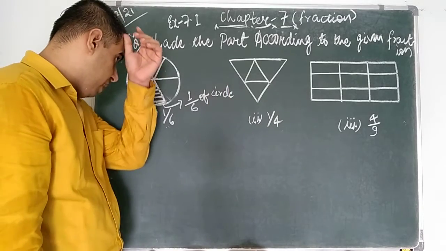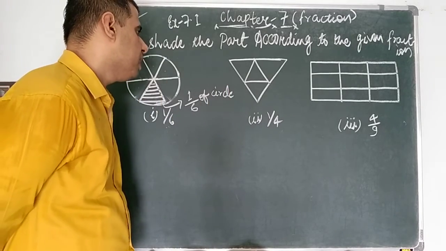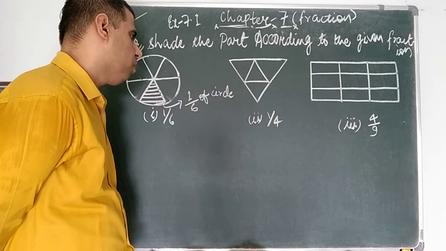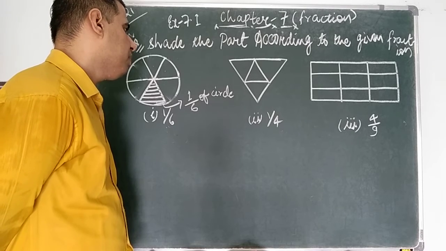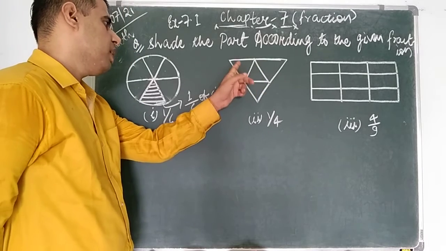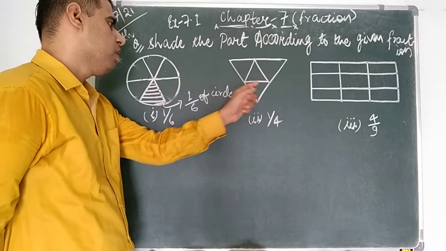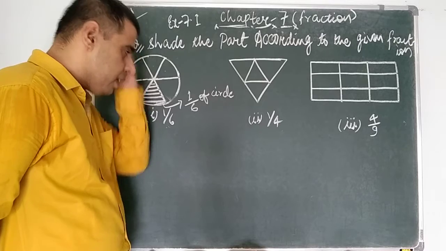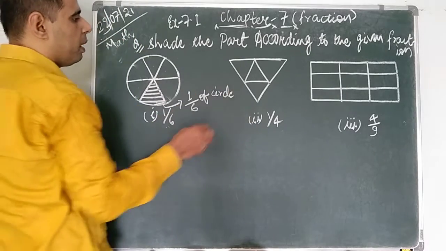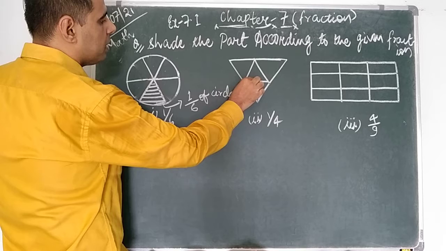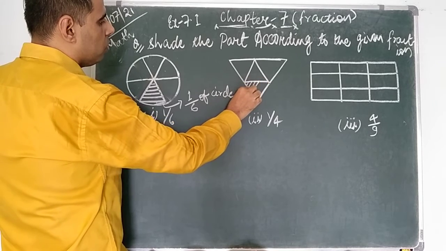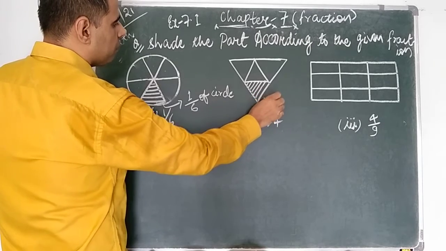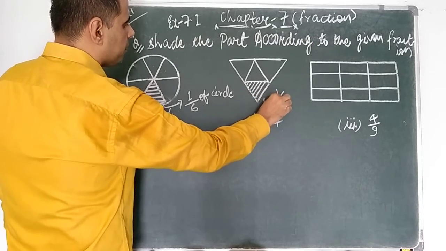Now we come to the second figure. The second figure is a triangular figure, a polygonal shaped figure, and here we have to represent the fraction 1 by 4. So first we will identify whether the figure has been divided into 4 equal parts or not. Here the number of equal parts are 1, 2, 3, 4. So these 4 parts are equal and if you shade any one part out of 4 parts, it will represent the fraction 1 by 4. Suppose we shade this part. This represents the fraction 1 by 4.